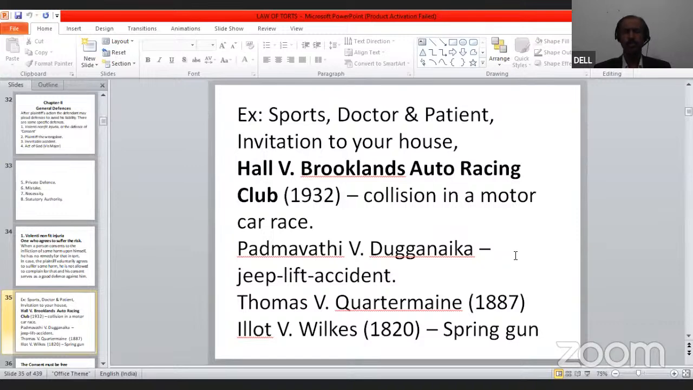Thomas was asked to take care of boiling vats. It's a brewery factory, and he was employed to take care of the boiling vats. He was placed in such a situation where in front he had to take care of the boiling vats. In the backside, there was a cooling chamber. They had kept the boiling vats there.